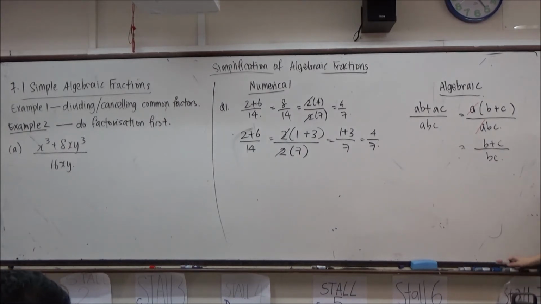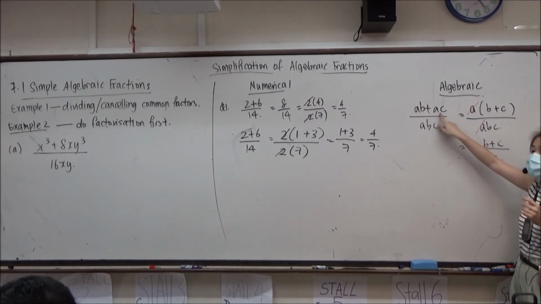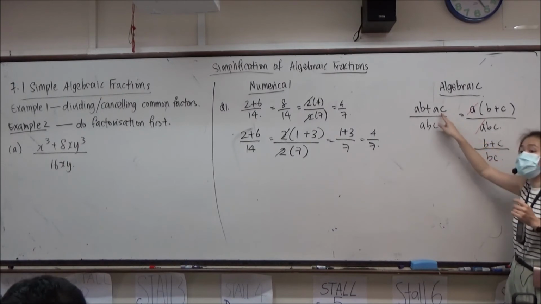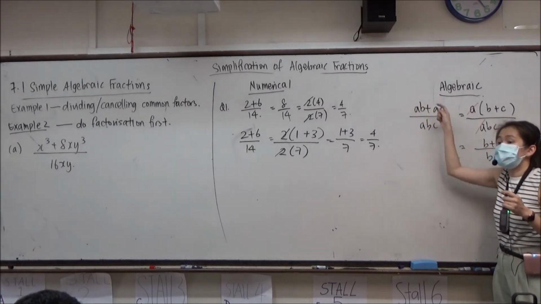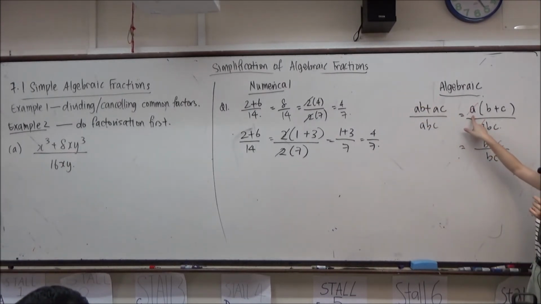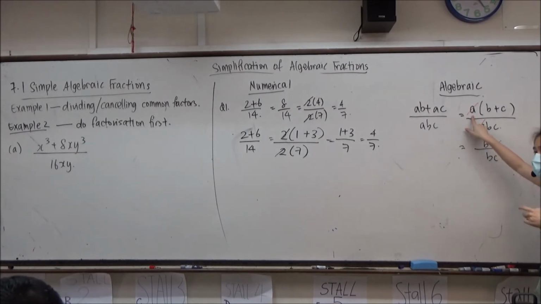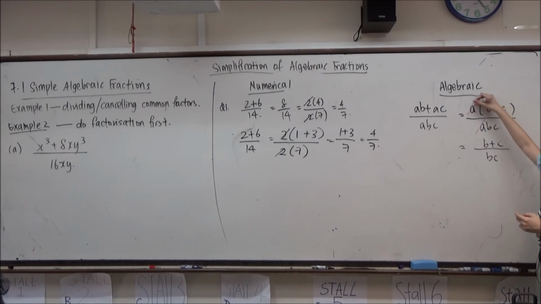Any questions? Yes, Victor. What about the AC? What do you mean? At the top, AC, the A was factorized out. It was taken out, right? So A is here. You remember your factorization? If I were to rainbow method it back, I'm going to get AB plus AC. That's why the tops are equal. Understand? Does anyone need me to repeat?